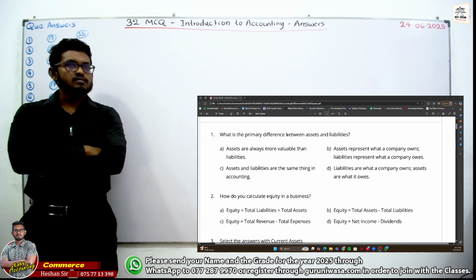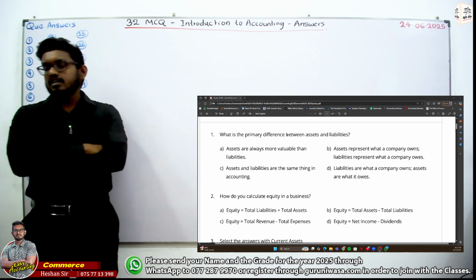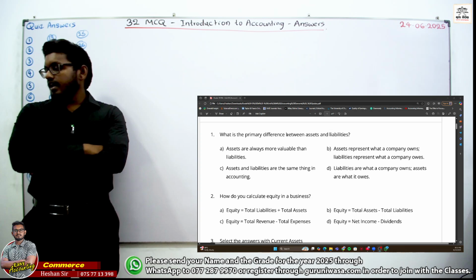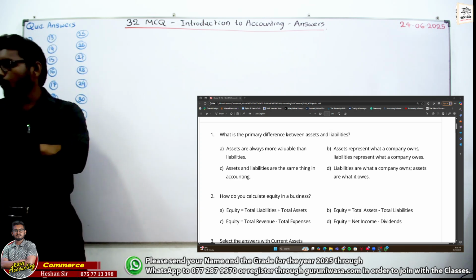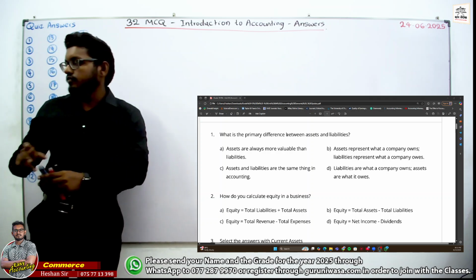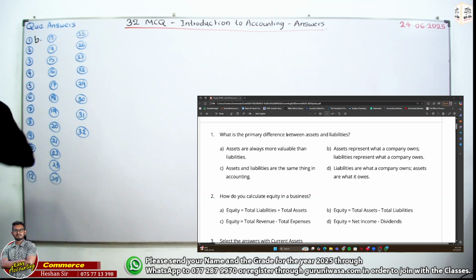Option: assets and liabilities are the same thing in accounting. No, those are two different things. Option: liabilities are what a company owns, assets are what is owed. Incorrect, it should be different. So the answer is B. We can go with answer number B.